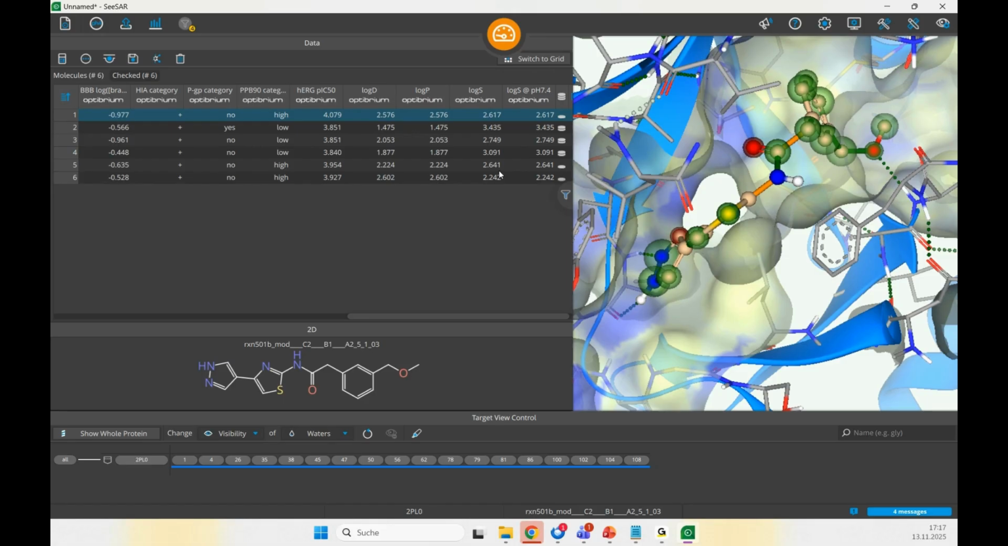And what's even more important, it's also possible to use those molecules as input in Optibium's StarDrop software. So both platforms can cross-communicate to a certain degree.